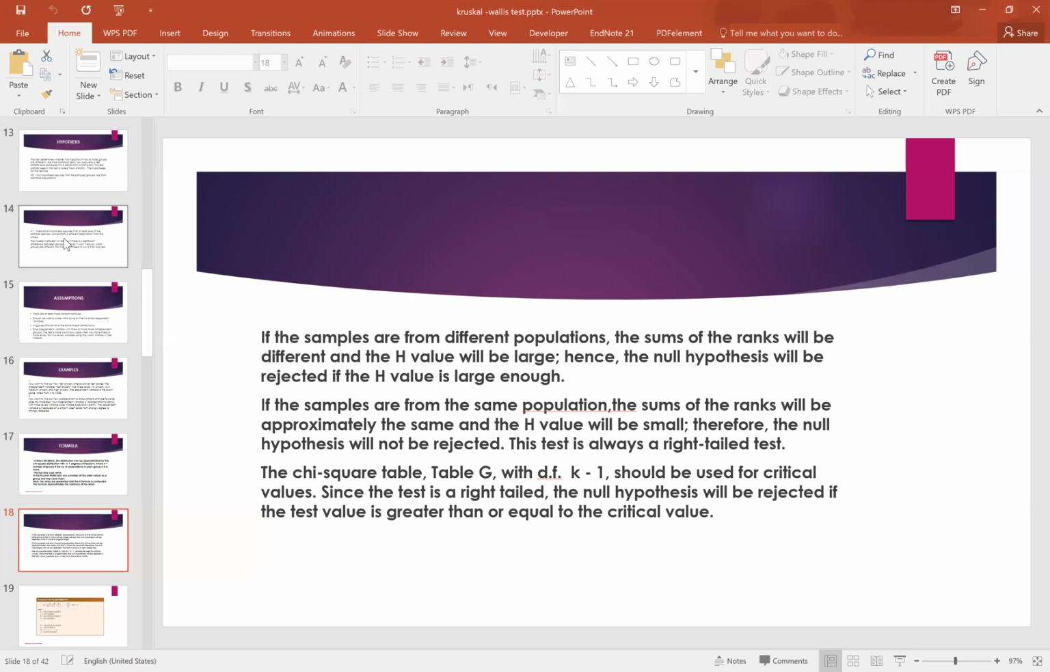The chi-square table G with degrees of freedom k minus 1 should be used for the critical values. Since the test is right-tailed, the null hypothesis will be rejected if the test value is greater than or equal to the critical value.